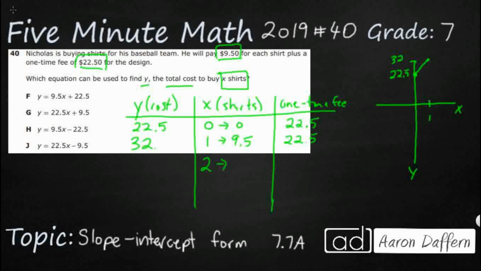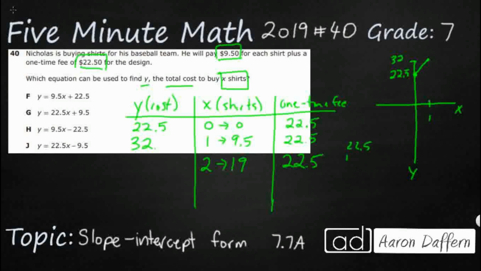So 2 shirts is going to be, let's see, $9.50 and $9.50 is going to be $19. And I'm still paying that $22.50. So I really don't like paying that $22.50, but if I buy 10 shirts, 20 shirts, it doesn't seem so big. Right now, I'm still paying more for the one-time fee than I am for the shirts if I only buy 2. So if I put those two together, $22.50 and 19, let's see what I'm going to get there.